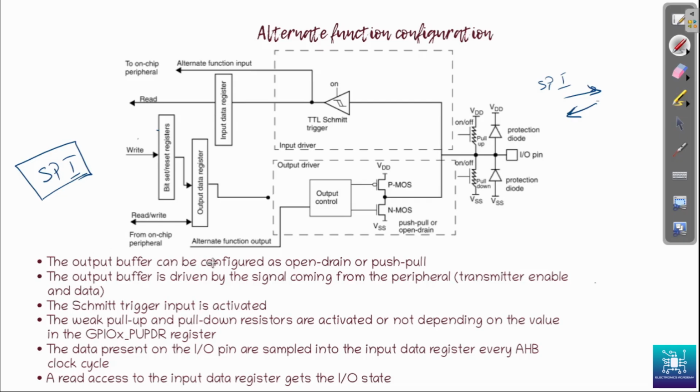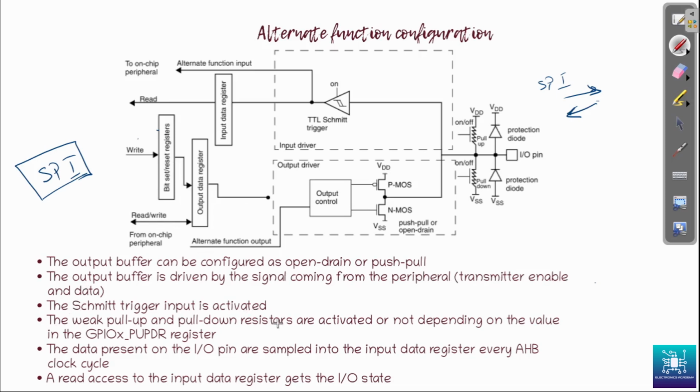So output buffer can be configured as open drain or push pull. That is, even in the output configuration. The output buffer is driven by the signal coming from the peripheral, the transmitter, enable, and data. So it's coming from the peripheral. It is not coming from these registers now. Okay. The Schmitt trigger input is activated.